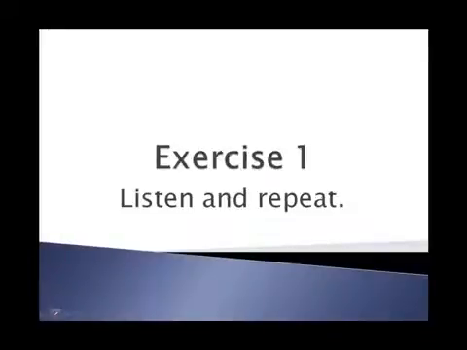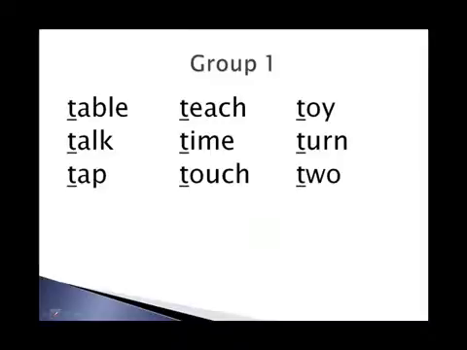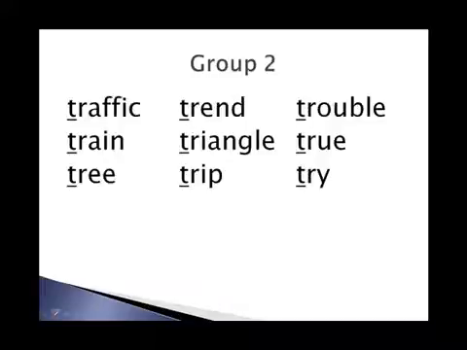Exercise 1. Listen and repeat. Group 1. All these words begin with the true T sound. Table, talk, tap, teach, time, touch, toy, turn, to. Group 2. All these words begin with a true T followed by an R. Traffic, train, tree, trend, triangle, trip, trouble, true, try.